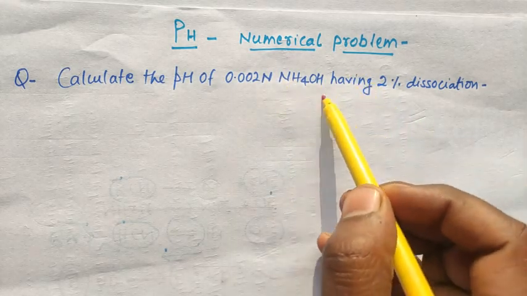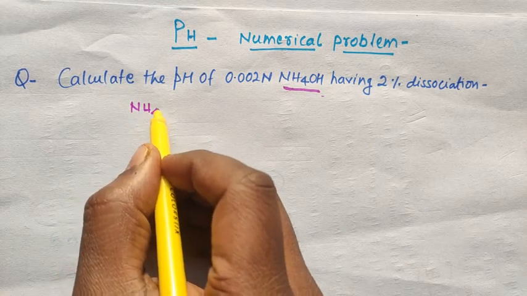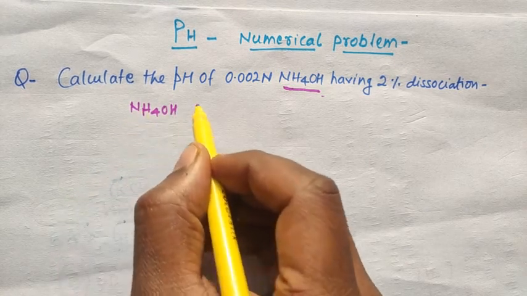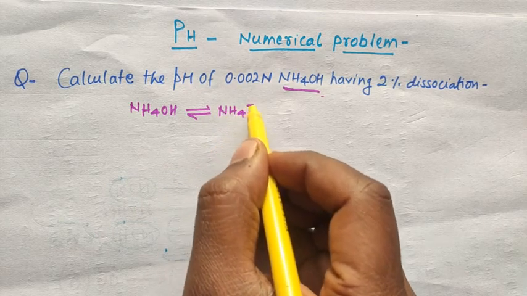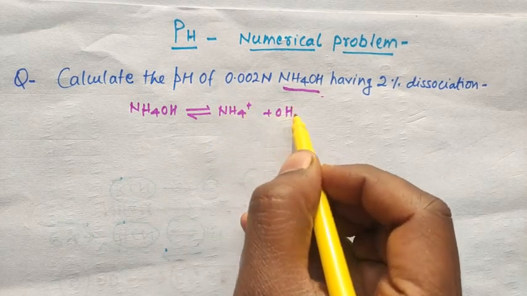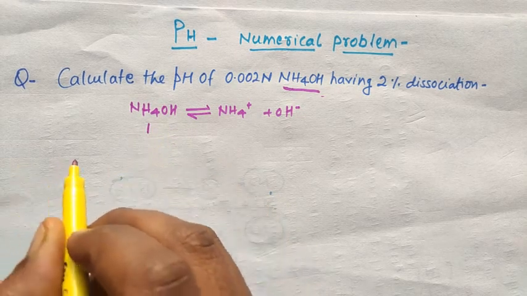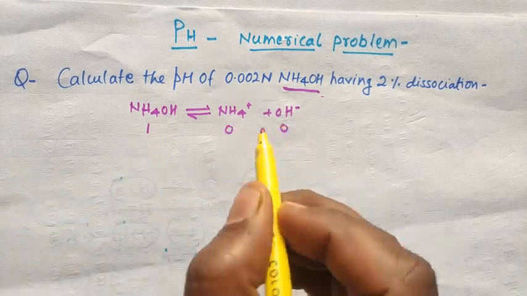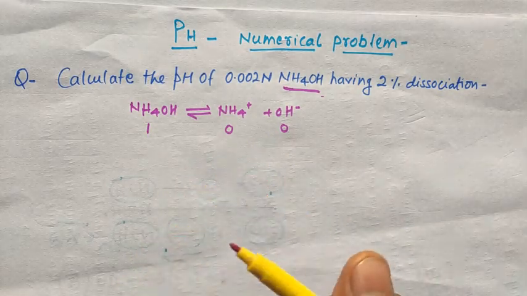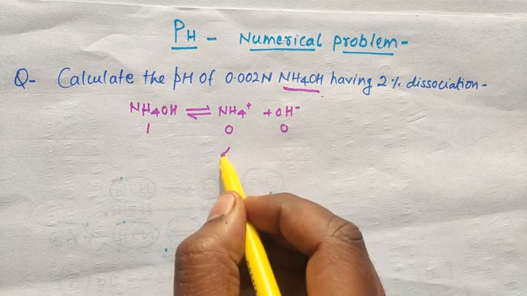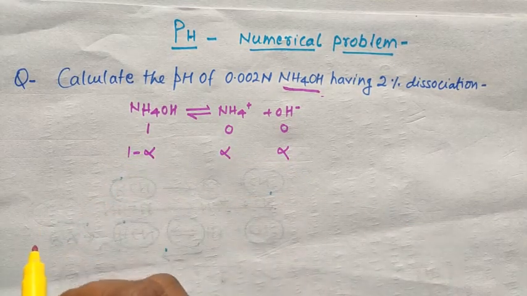As you know, NH4OH is a weak electrolyte. So this is NH4OH, and it will dissociate like this: NH4 plus and OH minus. Initially suppose this has 1 mole, and the products are 0 and 0. So this is the concentration before dissociation. After dissociation, suppose it has formed alpha moles, so this will remain 1 minus alpha.